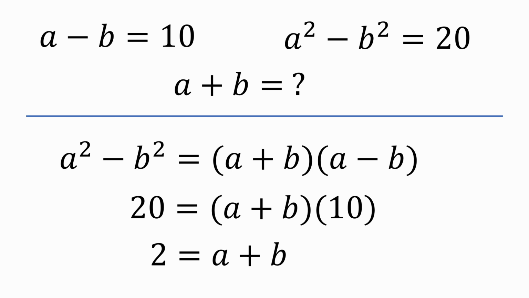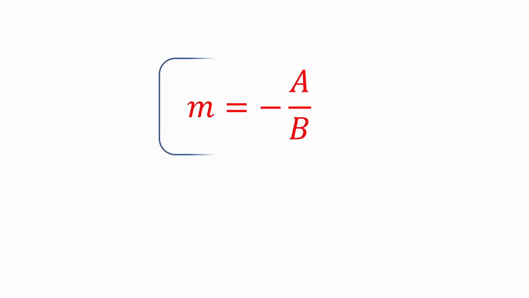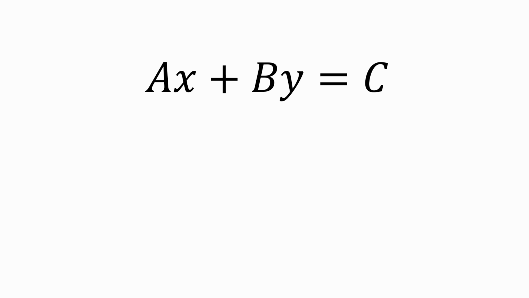a plus b equals 2. Here's a slope formula you might not have seen before. If you have a line in ax plus by equals c form, then the slope is just negative a over b. Let's try this on a real SAT question.